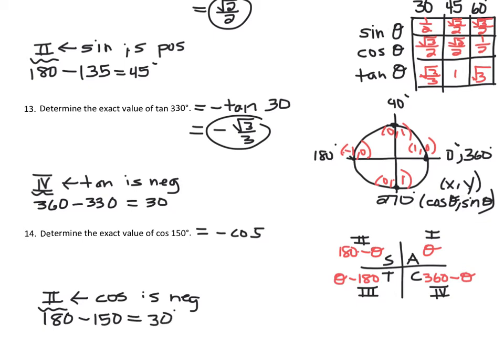Okay, so I'm going to put that 30 right next to the negative cosine. All right, so let's bring down the negative sign. And then cosine of 30, here's cosine, here's 30, although we should have those memorized, is radical 3 over 2.